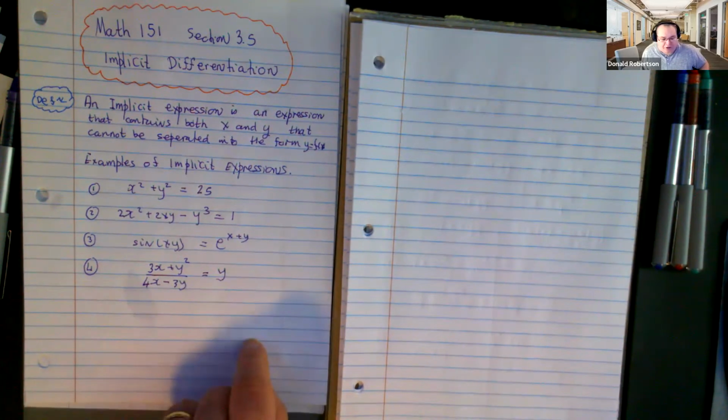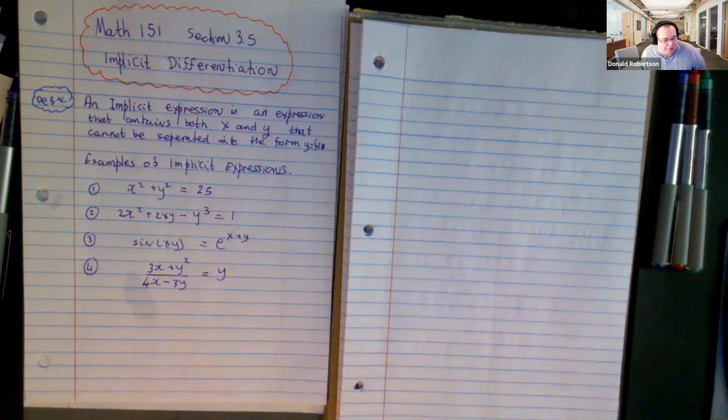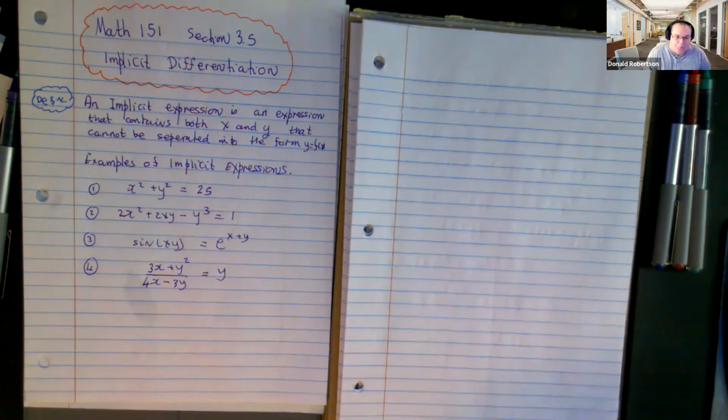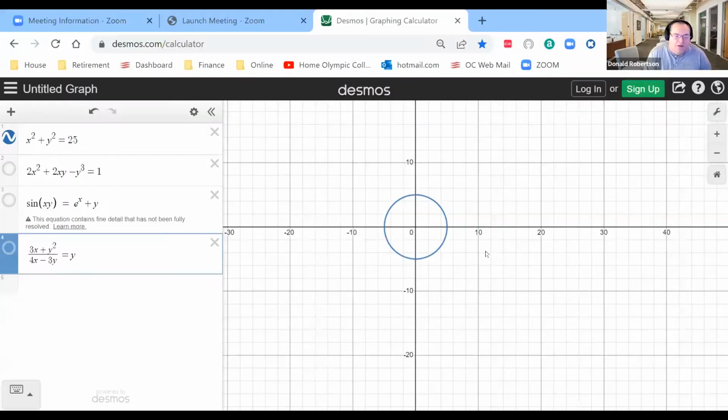If somebody said to you y equals x cubed plus 2x plus x sine x, then that would just be a normal function, and we know how to do that. So these are all examples of curves called implicit expressions. I've got them set up in Desmos so you can see what they look like. And hopefully you're looking at Desmos right now.